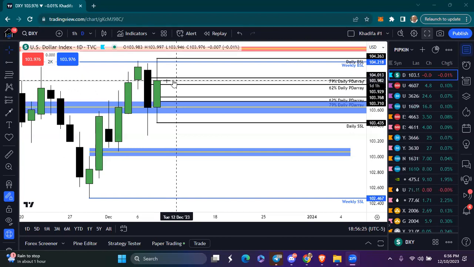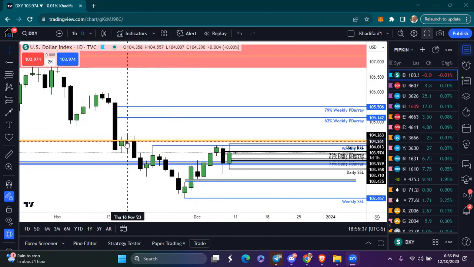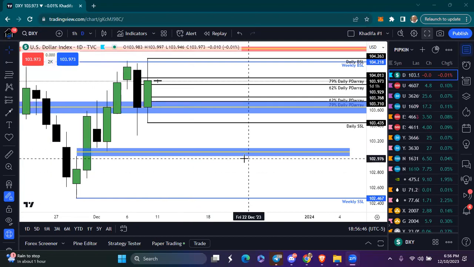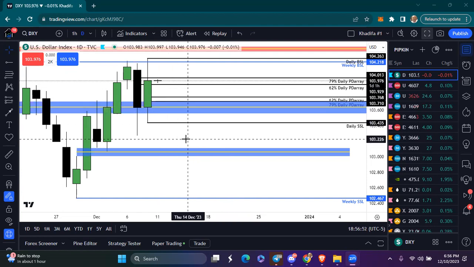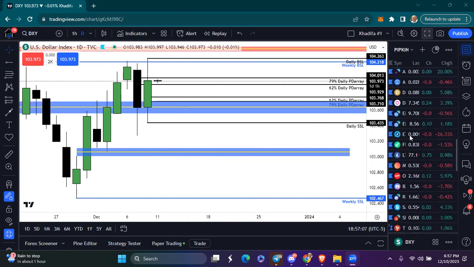Now, if we do break above that level aggressively and close above that level, then I would expect us to run weekly buy side and daily buy side liquidity and potentially up into this daily fair value gap that we see shaded in pinkish red here, right? So that's pretty much it, ladies and gentlemen. I'm expecting a bearish week out of the dollar. I could very well be wrong, and this could very well be a bullish week. If that's the case, then I will adjust my bias and my analysis accordingly. Simple as that. Cool beans, cool beans.